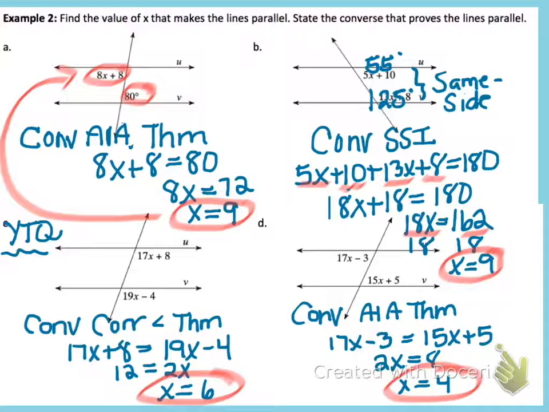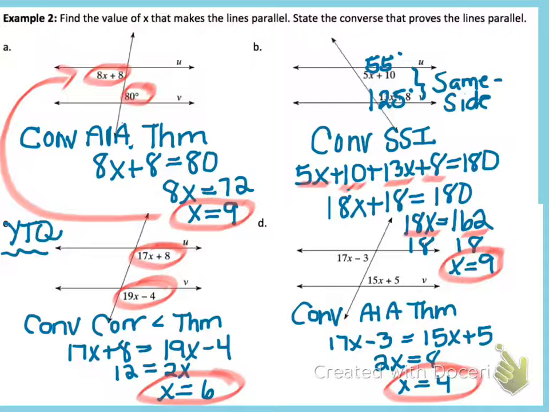All right, thanks for giving those a try. In C, the value of x would have to be 6 to make those corresponding angles, right? They're in the corresponding or same relative position, both to the right of the transversal and below the other line, right? So that's called corresponding. And so we would be using the converse of the corresponding angles theorem.